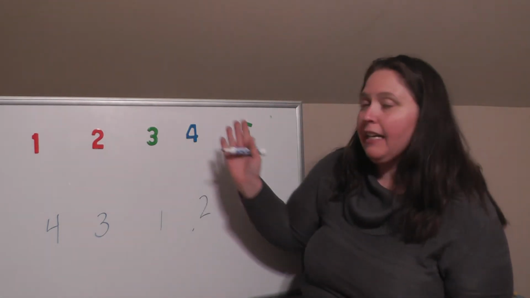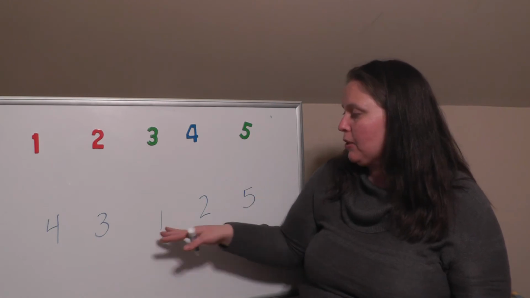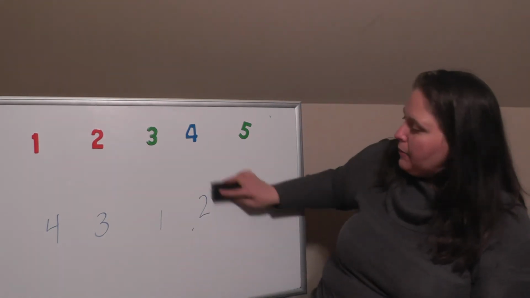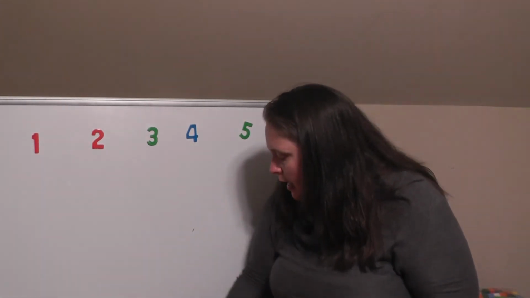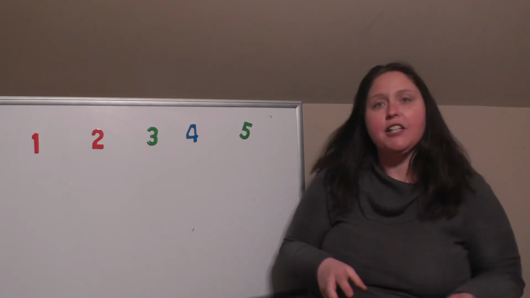And then once again, have the child match it by drawing lines from the numbers on the magnets to the numbers. Something else that you can have them do is to get out your snack cubes.